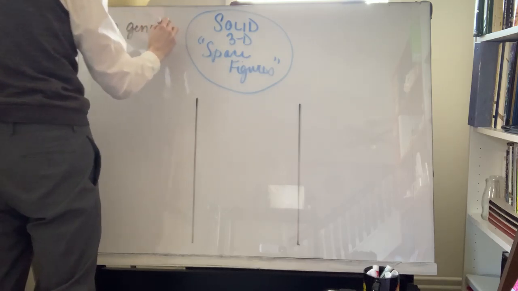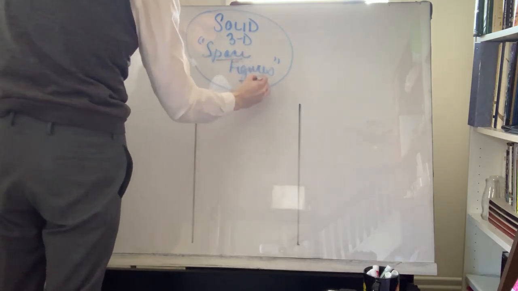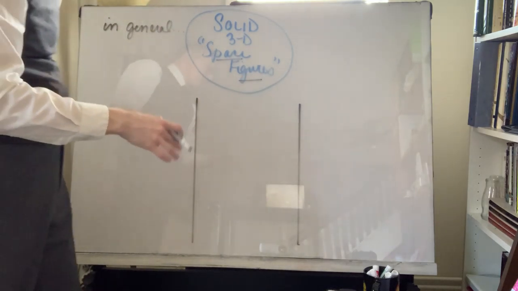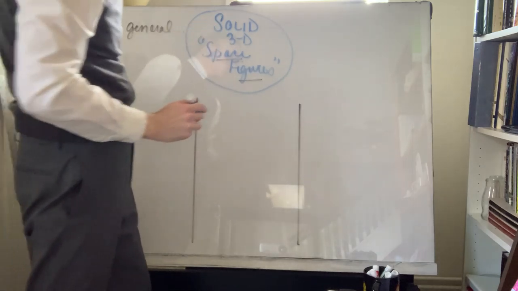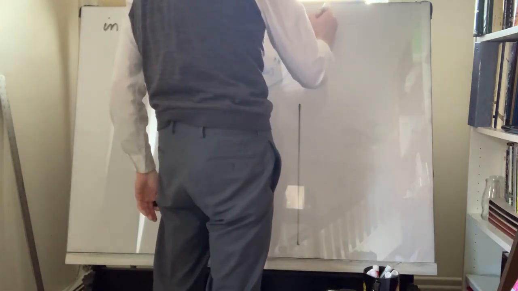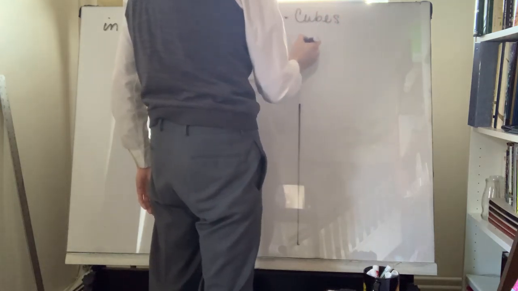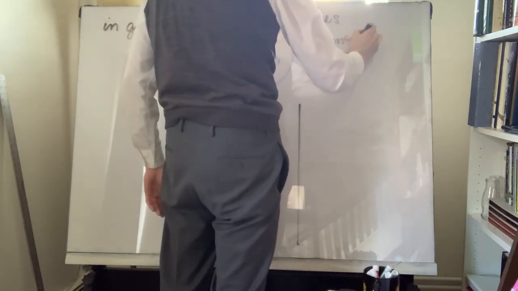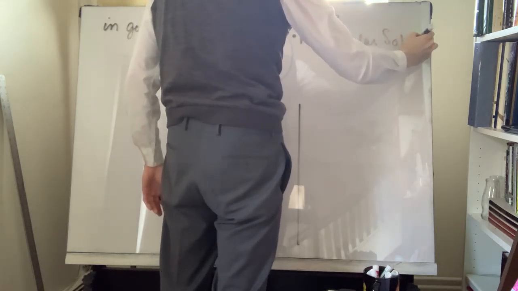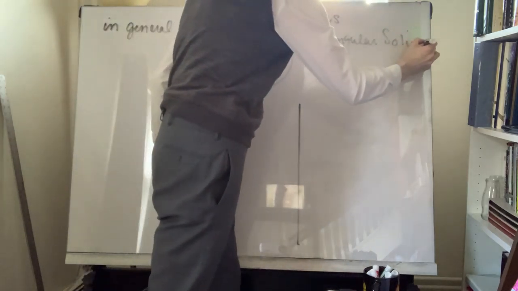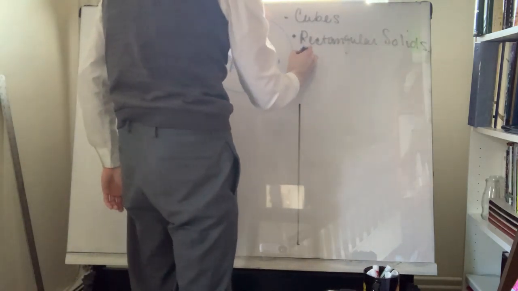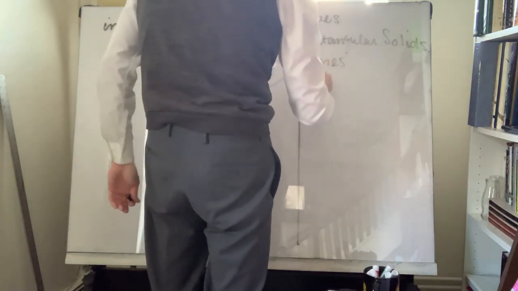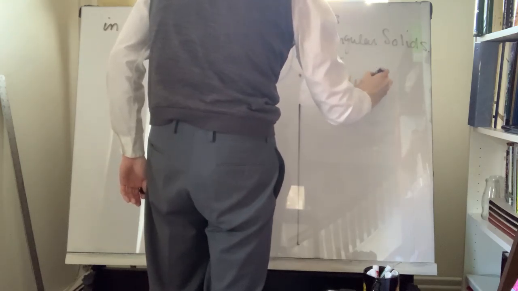So if you were to classify space figures, to give some examples of space figures, they're a hodgepodge, catch-all of things that are three-dimensional. So you have, firstly, cubes, which are naturally three-dimensional, right? And then slightly less specific, rectangular solids, which are elongated cubes, if you will. And cones, and cylinders, and even spheres.